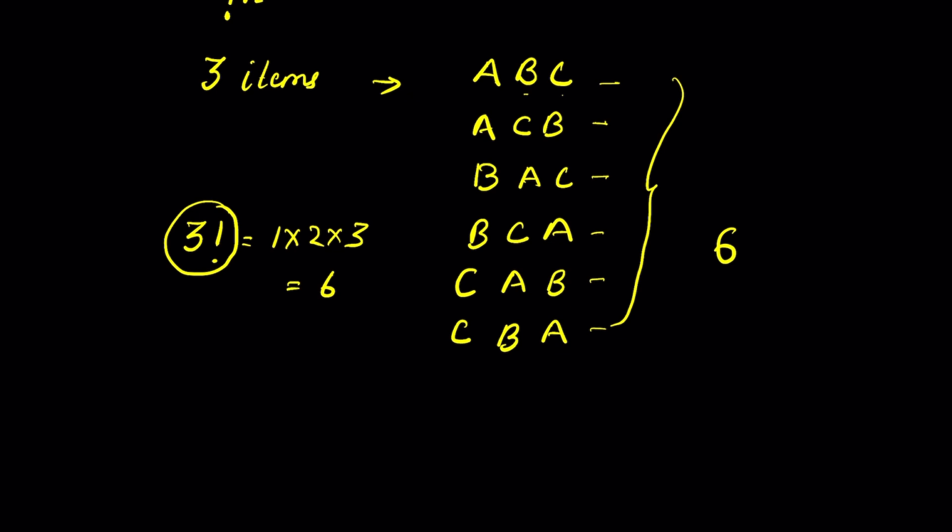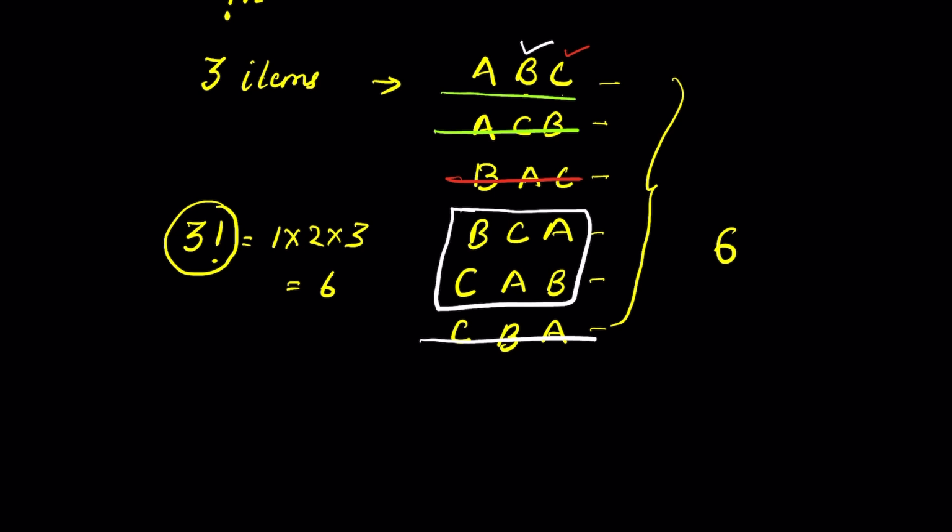Now we can cancel the arrangements in which A is at the first position. So this is the original position. We cancel any other arrangement in which A is at its first position, so we cancel this. Next, we cancel any other arrangement in which B is at the second place, so we cancel this also. Third, we cancel any other arrangement in which C is at the third place, so we cancel this. So there are only two ways that three items can be arranged so that none of them are at their original position. This is called derangement.